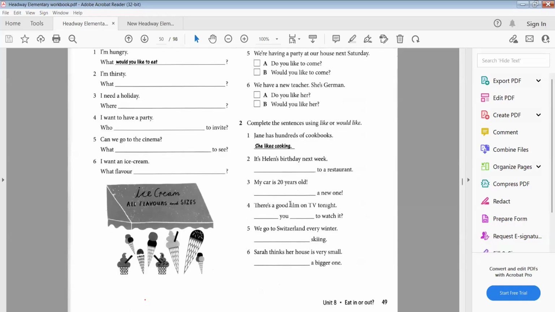Okay, let's do number 2 as well. I want to see your answers in the chat. They're just 6 sentences. Just write number 1 and the answer. Okay, you get what you're asking for. So number 2, complete the sentence using like or would like. Jane has hundreds of cookbooks. She likes cooking. We didn't say she would like to cook, because she likes cooking. She has hundreds of cookbooks.